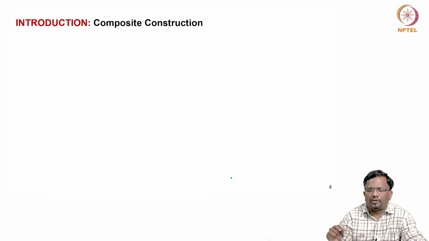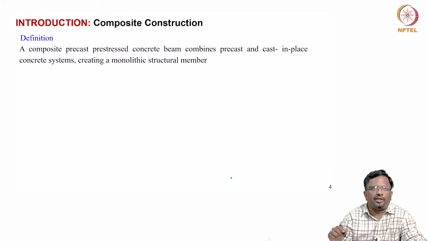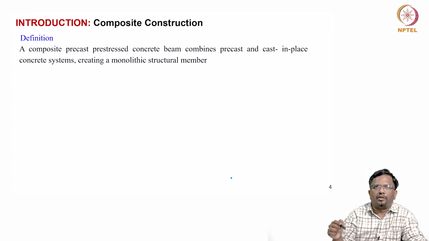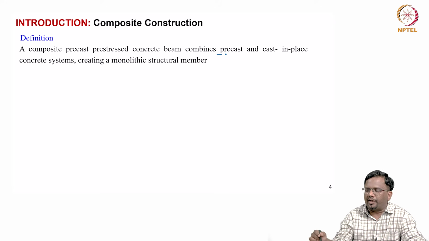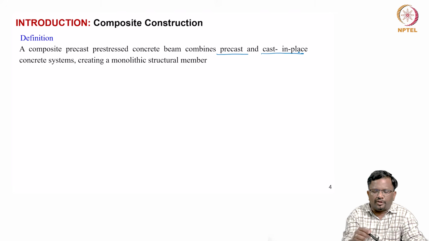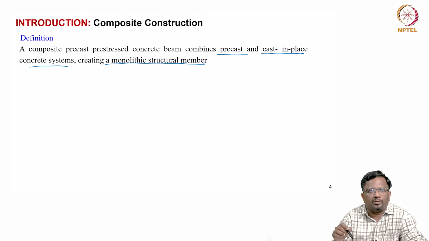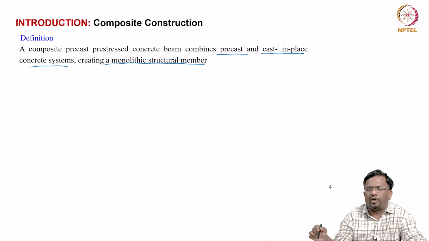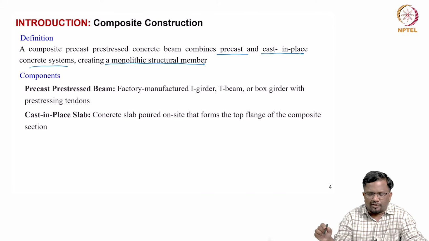Right. So, composite construction, as you know, the name suggests, typically we are going to combine a precast element and cast in place concrete systems to create a monolithic structural member. So, a composite precast pre-stressed beam combines precast and cast in place concrete systems to create a monolithic structural member.